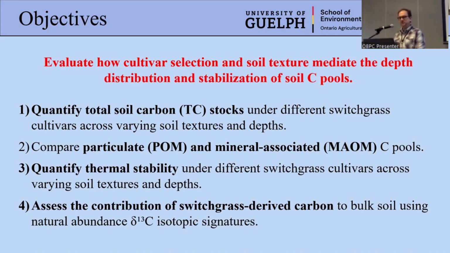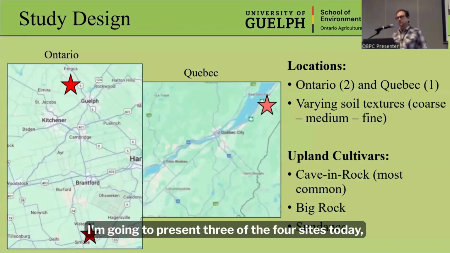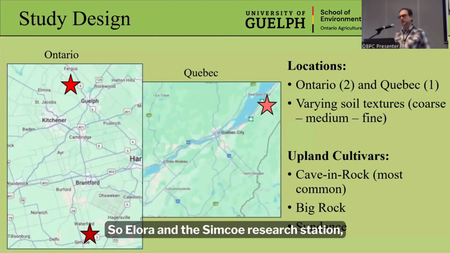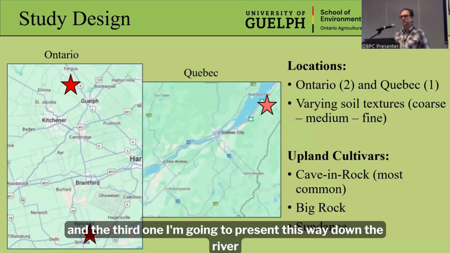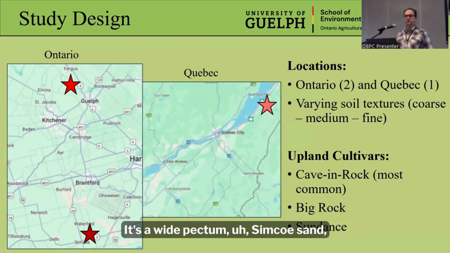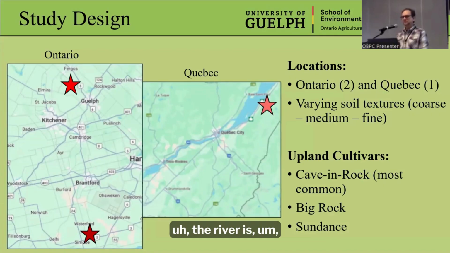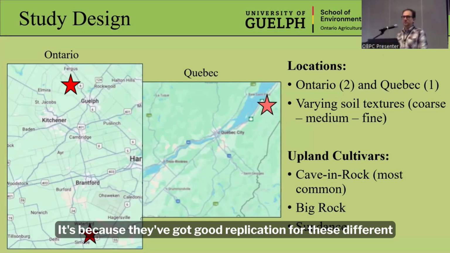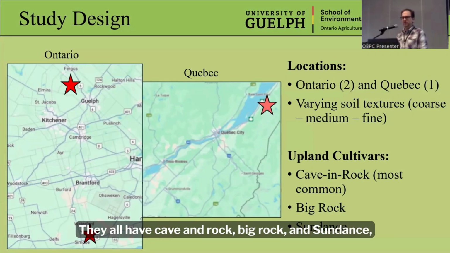using these carbon-13 isotope signatures. So I'm going to present 3 of the 4 sites today, the 2 that are near here, Elora and the Simcoe Research Station. And the third one I'm going to present is way down the river in Quebec in a place called La Pocatière. We've got 3 contrasting textures. This is why I picked them. Simcoe is a sand, here at Elora is a loam, and down the river is a clay. We also picked these 3 sites because they've got good replication for these different cultivars. They all have Cave-in-Rock, Big Rock, and Sundance, and that's why we wanted to pick them.